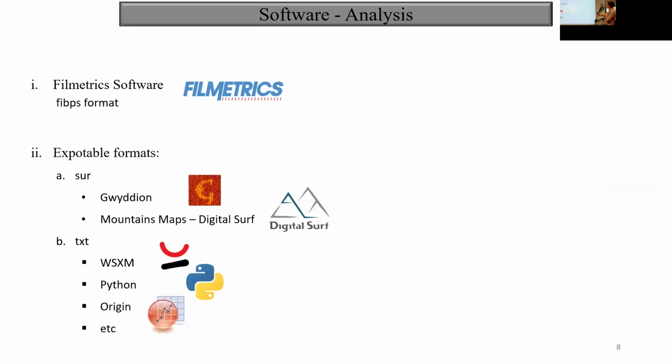About the software for the analysis, we already have this Filmetrics software, and the data is also exportable to SURF format and also TXT. The SURF can be opened with Gideon and also MountainsMap. And the TXT, I have tested that WSXM opens it, Python of course, Origin also. I don't recommend it, but it's an option.